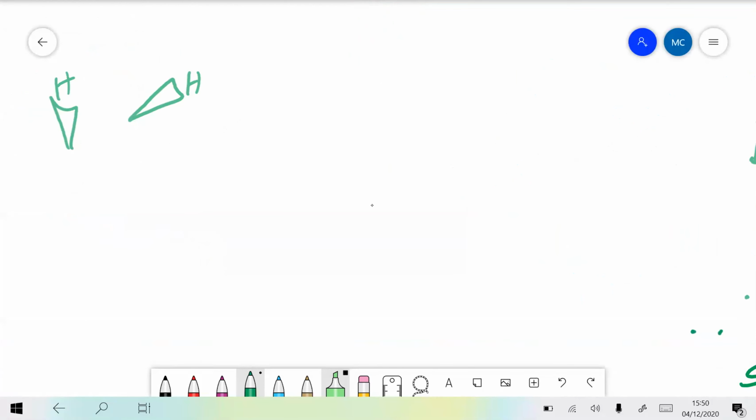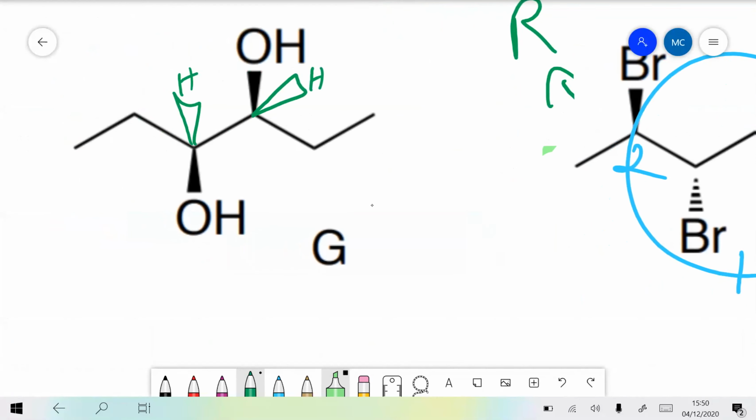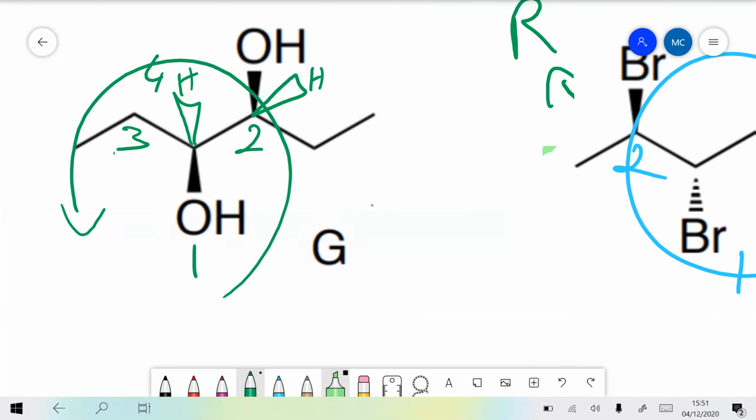Now, G. Again, priority groups is 1, 2, 3, 4, 2, and 3. Whenever you have a carbon with those substituents, that would normally be the lowest priority group. Okay? So I did them wrong here because I'm an idiot. Okay? So this is clockwise or anti-clockwise? Anti-clockwise. Therefore, it's S.